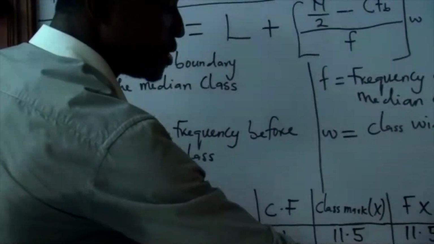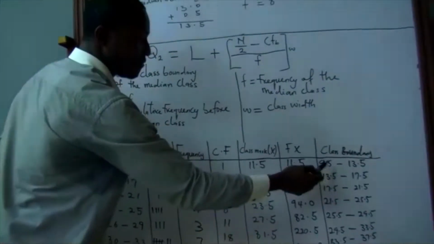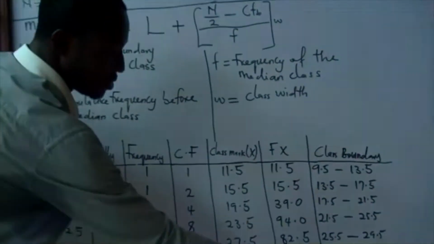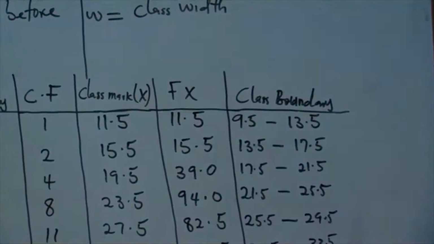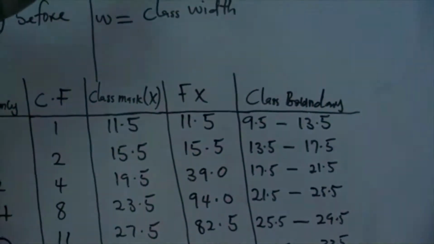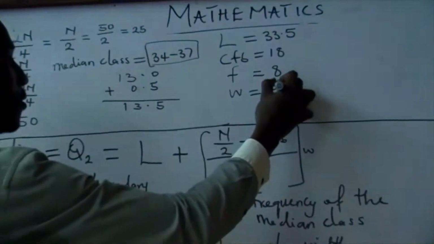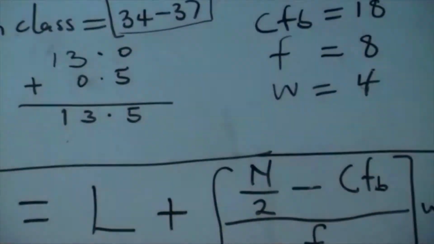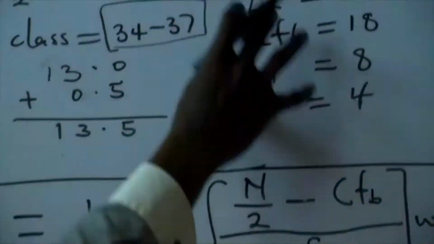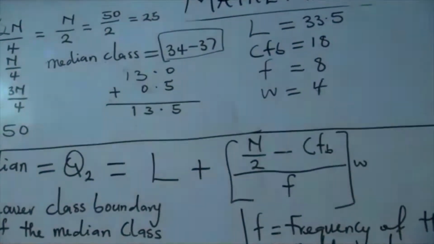Also, if you do 13.5 minus 9.5, it gives us 4. 37.5 minus 33.5, it gives us 4, since that is our class. So W equals 4. The next thing to do is to now substitute these values into the formula and calculate.